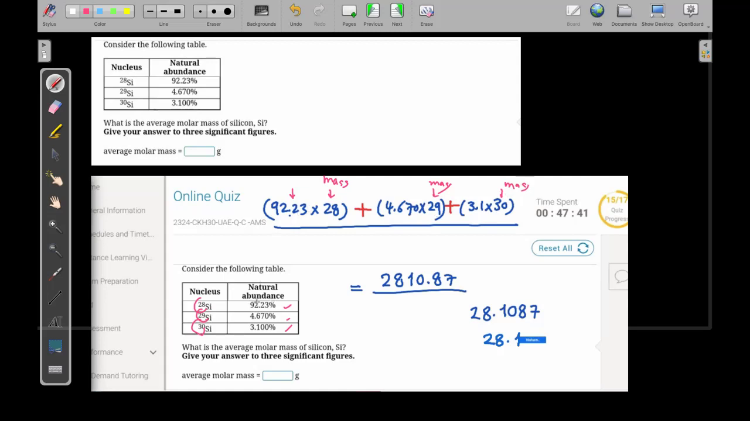The abundance of the first isotope is 92.23, then 4.67, then 3.10. Multiply each one by its mass and then divide by 100. Why 100? This is the total of the abundances. Abundances 1, 2, and 3 added together give you 100%. So over 100, we get 28.108, which is 28.1. This is the average molar mass, 28.1, because I need 3 significant figures.